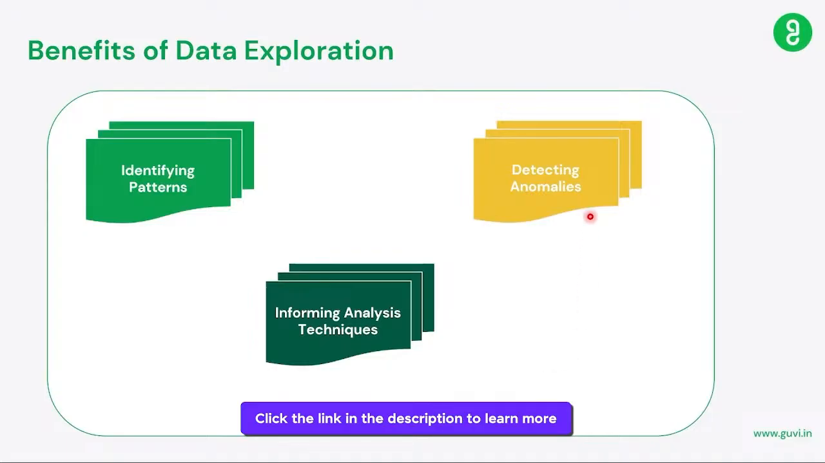The third important point is detecting anomalies. Exploration techniques can help detect anomalies or irregularities in the data. Let's take examples of telecommunication and e-commerce. Exploring network traffic data can uncover unusual patterns, or let's say a spike in the usage, indicating potential network issues or security threats that need to be addressed.